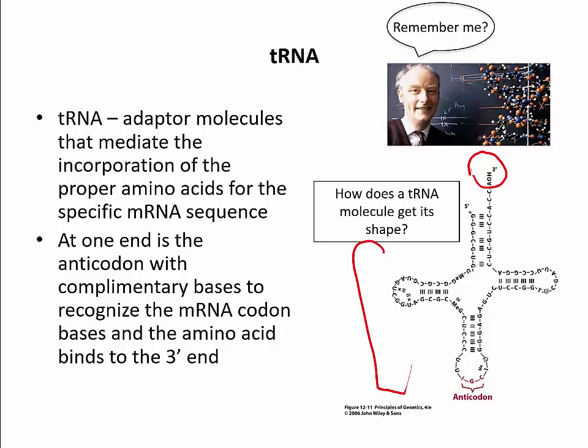If you look at the top right here, you can see we have a picture of Francis Crick. You probably remember him from chapter 9 when we talked about the discovery of the double-stranded structure of DNA. I just wanted to bring up that he was also influential and pertinently involved in the discovery and understanding that tRNA molecules must exist.